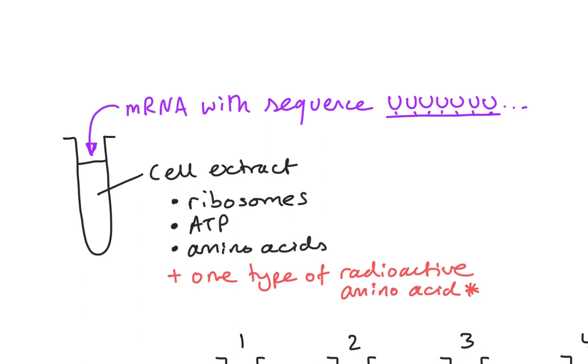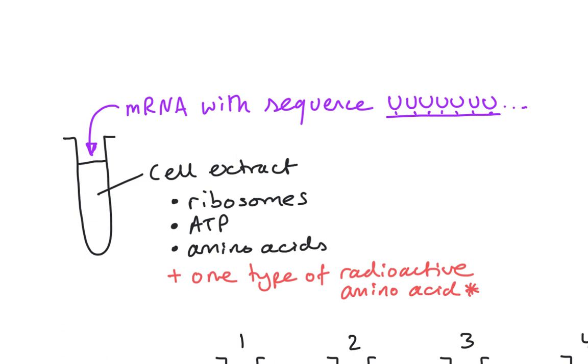So this is my attempt to explain how we worked out the genetic code. Here we have a test tube, and in here is going to go some cell extract. So you kind of like filter a cell. Ribosomes are small, so I've got ribosomes in there. There'll be some ATP present, and all the amino acids are present.